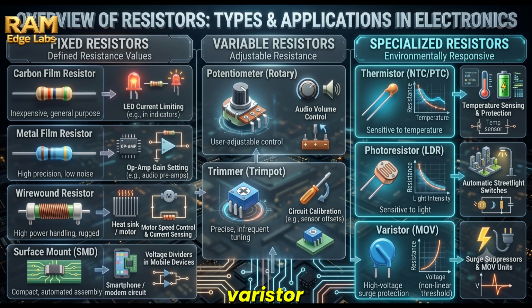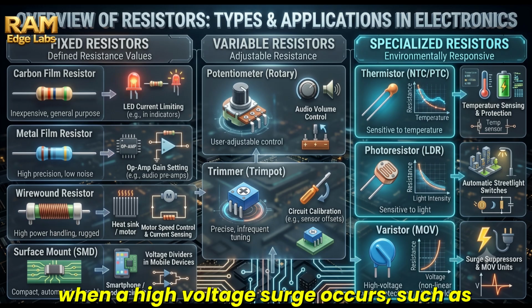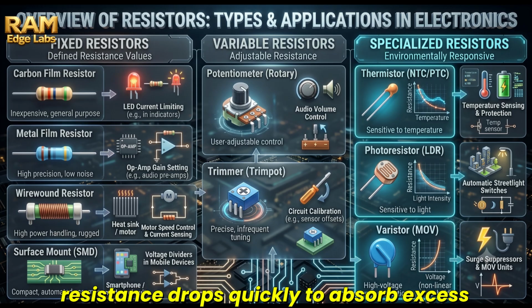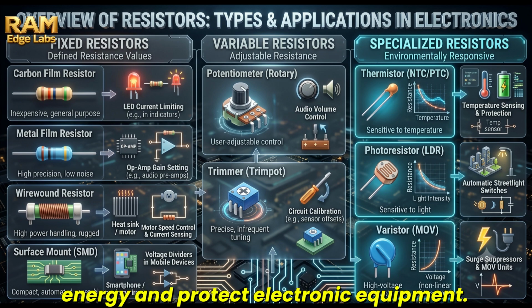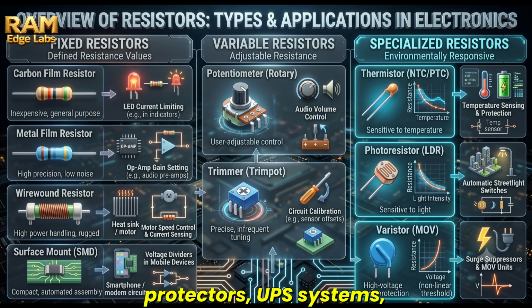A varistor, MOV, metal oxide varistor, normally has very high resistance, but when a high voltage surge occurs, such as from lightning or switching spikes, its resistance drops quickly to absorb excess energy and protect electronic equipment. Varistors are commonly found in surge protectors, UPS systems, televisions, and power supplies.